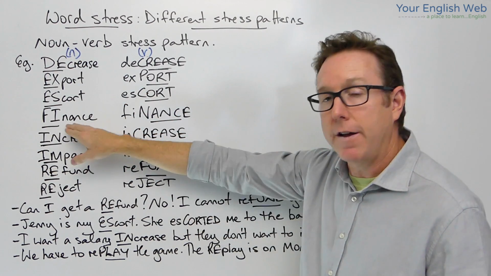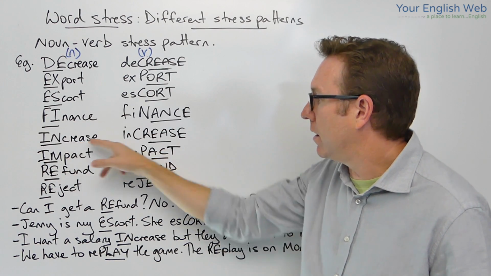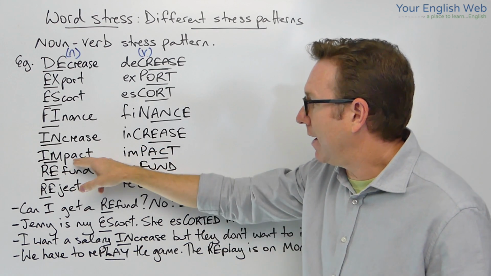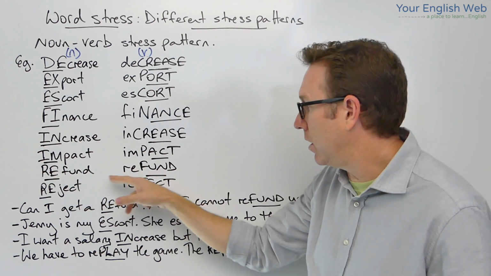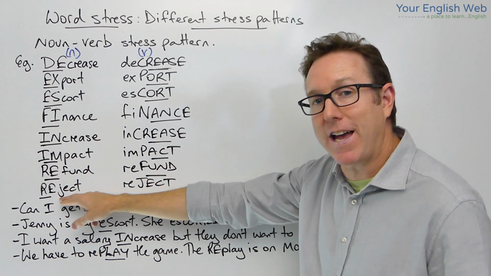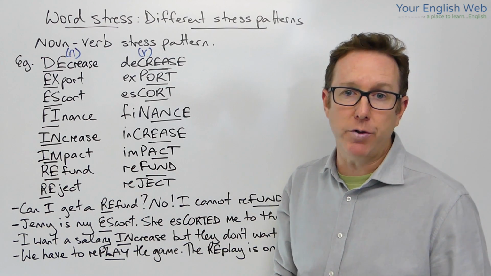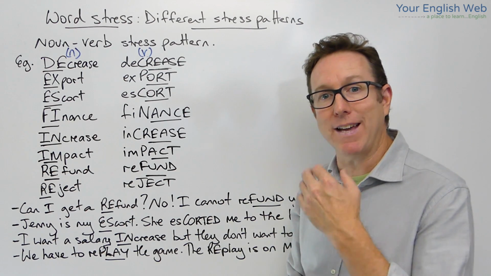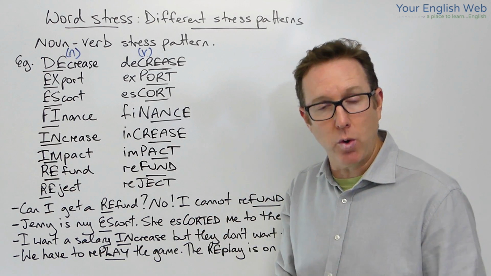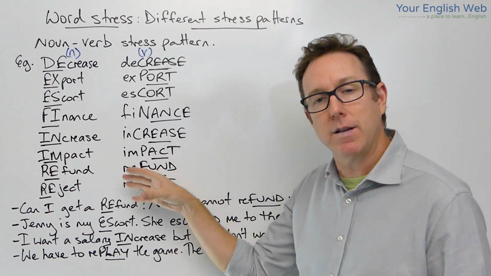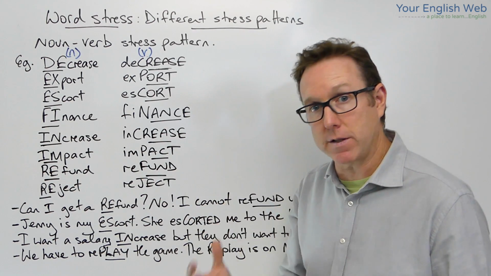These ones are similar. Finance, finance. Increase, increase. Impact, impact. Refund, refund. Reject, reject. Now, the reason we do this in English is that we want to be able to tell when a person is using a noun or a verb when they're speaking. Obviously, when it's written, you can distinguish between the two. But when we speak, the reason we do this is for that particular reason, so that we can distinguish in speech if it's a noun or if it's a verb.